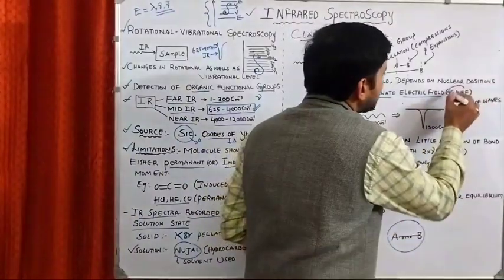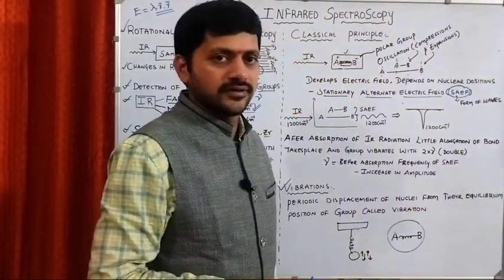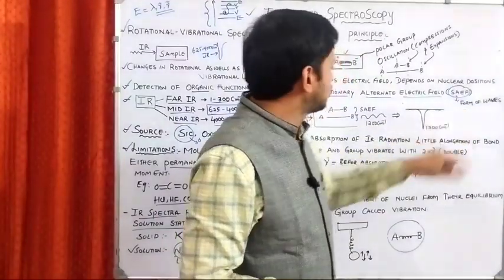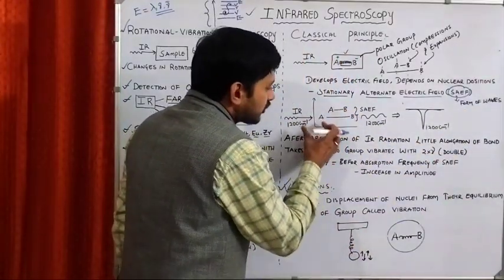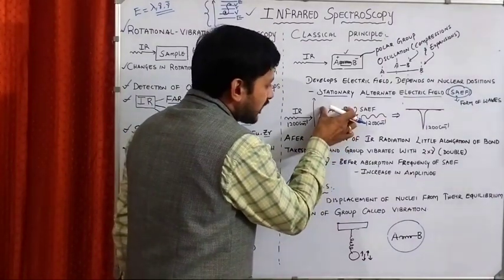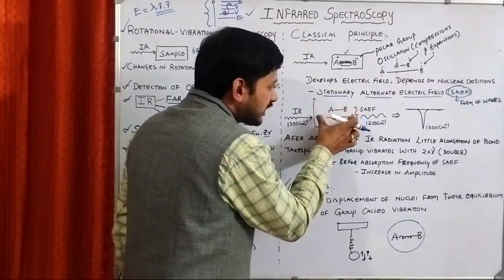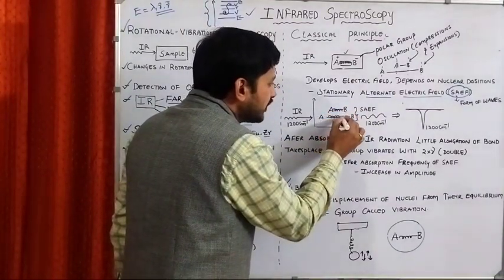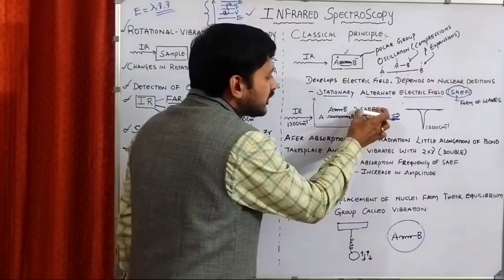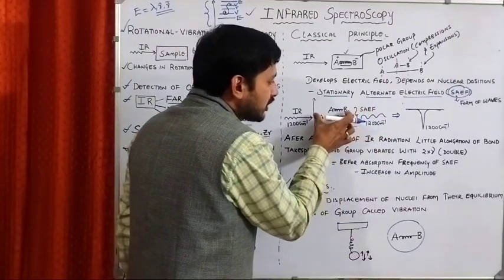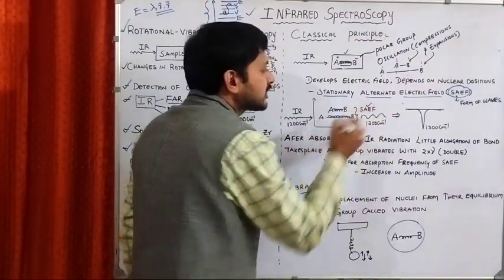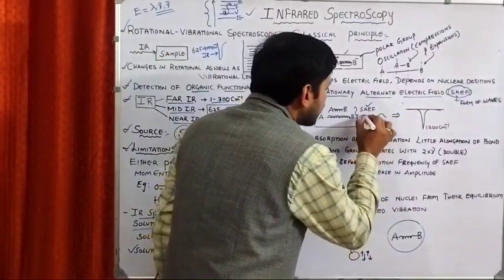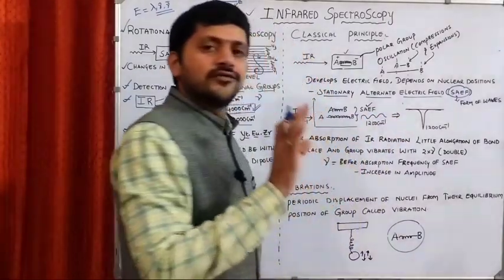That is commonly represented as SAEF. This is present in the form of waves. In this situation, we are observing compressions and expansions. Because of the compressions and expansions, we observe an electric field. The strength of the produced electric field depends upon the nuclear positions. That's why it is commonly called a stationary alternate electric field. The stationary alternate electric field is present in the form of a wave.